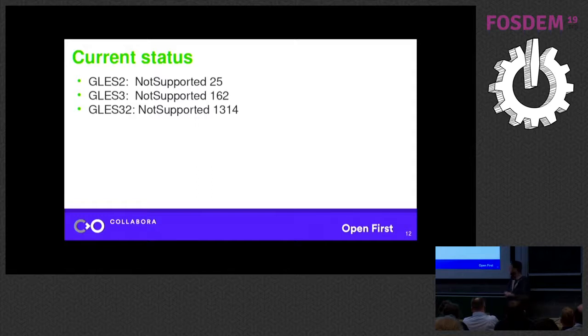This is the result from the CTS. So all the tests passed, but we've got not-supported tests because we missed some extensions. But otherwise, it's kind of correct. We still have other issues with Piglit, some failures, but mostly also related to some missing functionalities.